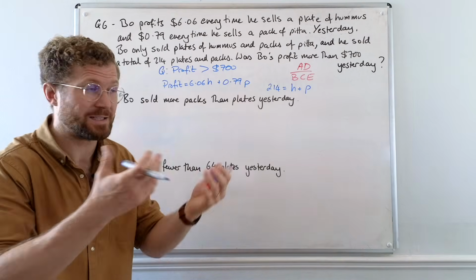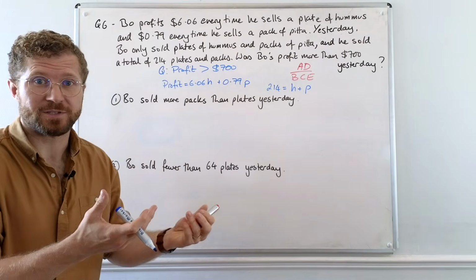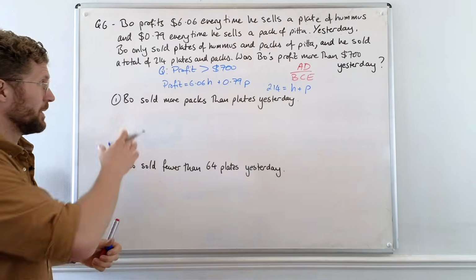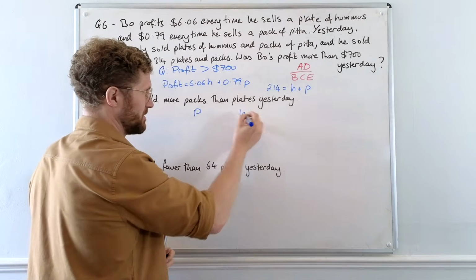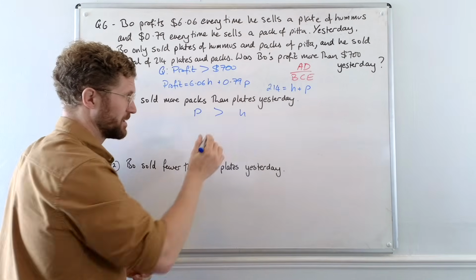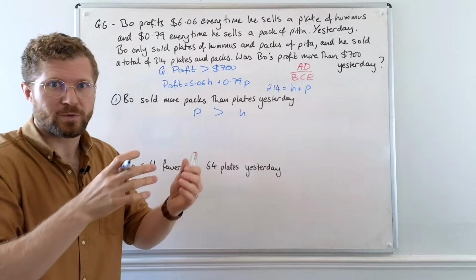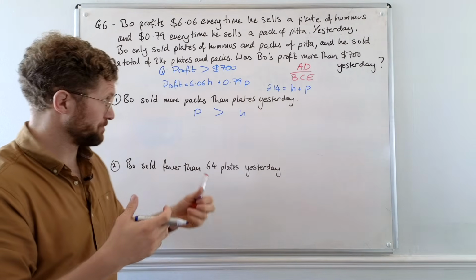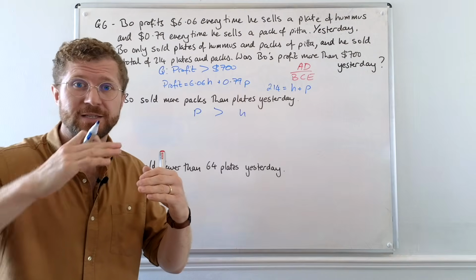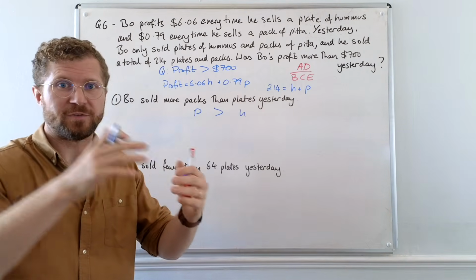Okay, so let's take a look at statement 1 and see where we get to. Bo sold more packs of pita than plates of hummus yesterday. So P is bigger than H. What I want to do here is something called testing the extreme values. Like we've just said, as P goes up, Bo's profit is going to go down.